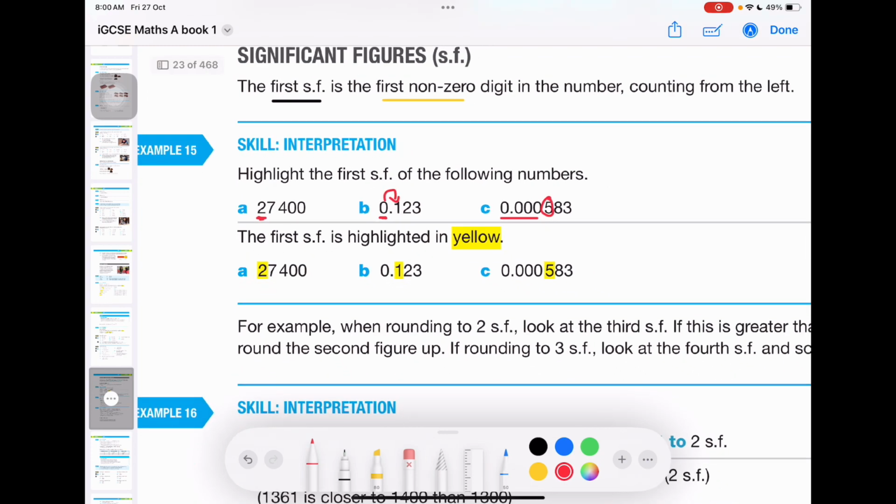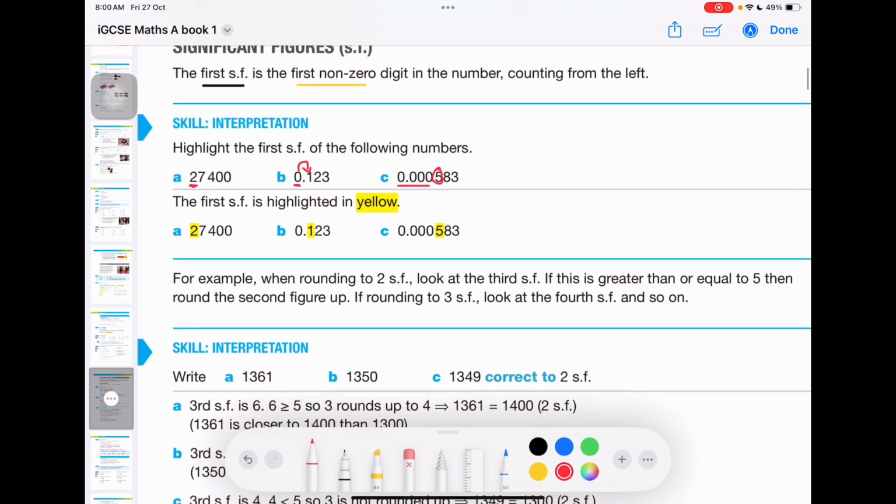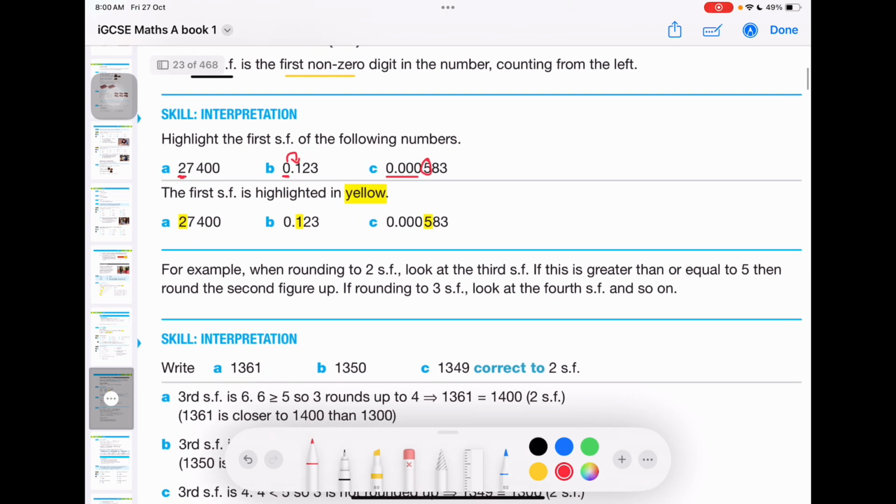So when rounding off to two significant figures, we actually look at the next significant figure, which is the third value. If this is greater or equal to 5, we will round up. But if it's less than 5, we are going to round down. Similarly, if we are looking at three significant figures, we are going to look at the fourth digit or fourth significant figure. So basically this just means you are looking at the digit to the right side of whatever number that you are actually interested in looking at.